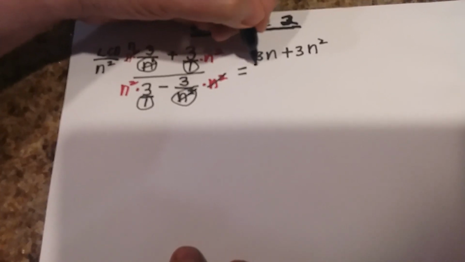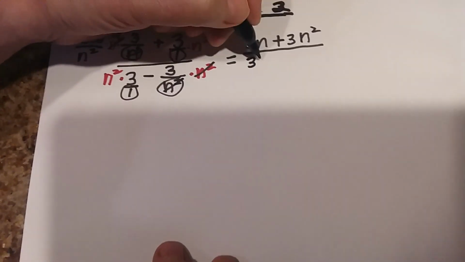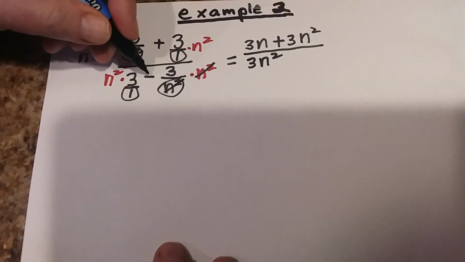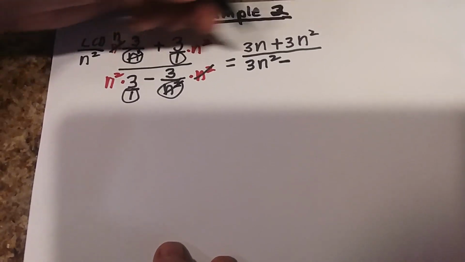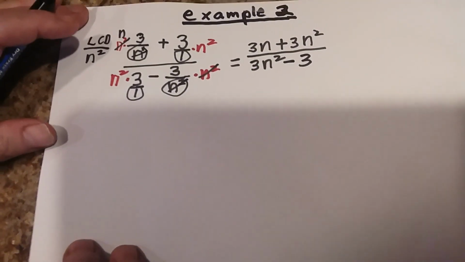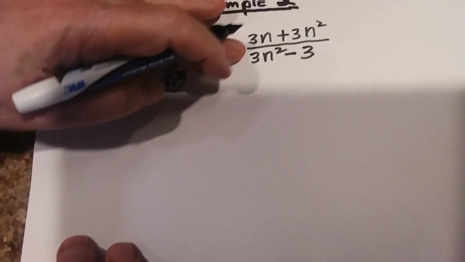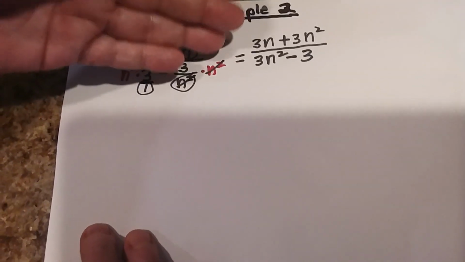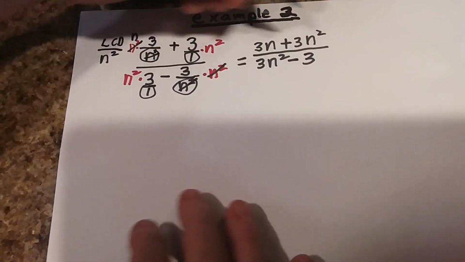Then on the bottom, you have n squared times 3, that's 3n squared. You copy the sign, minus, and then you have 3, there's nothing left, so it's just 3. Okay, now don't think you're done when you do this. You have to try to simplify this, and in order to do that, it's going back to the very first lesson on fractions. You always factor where possible, and you try to cancel, so let's do that.